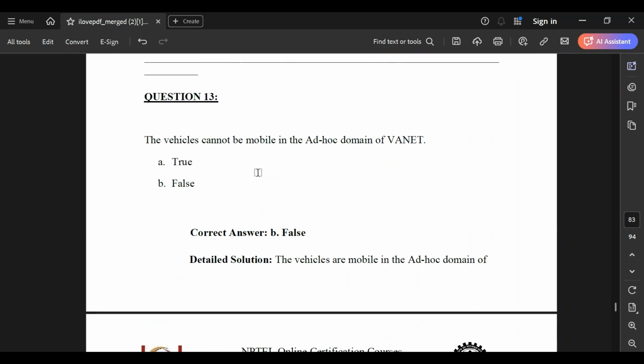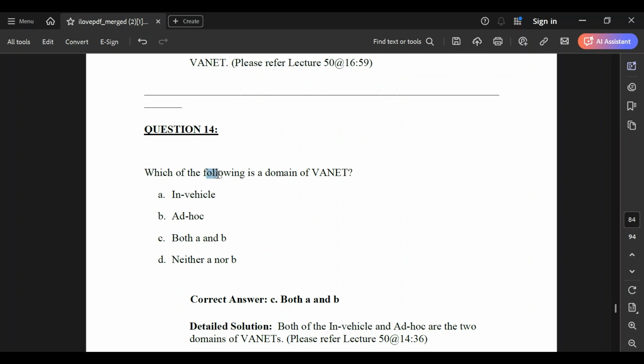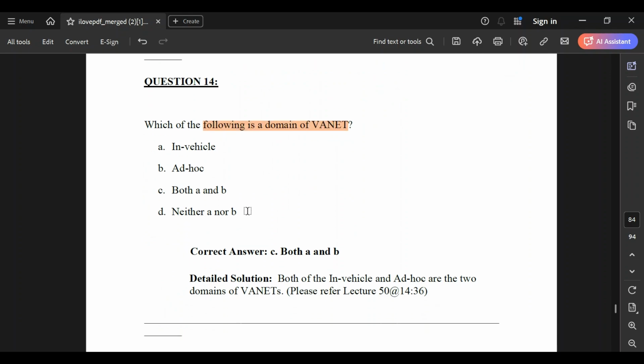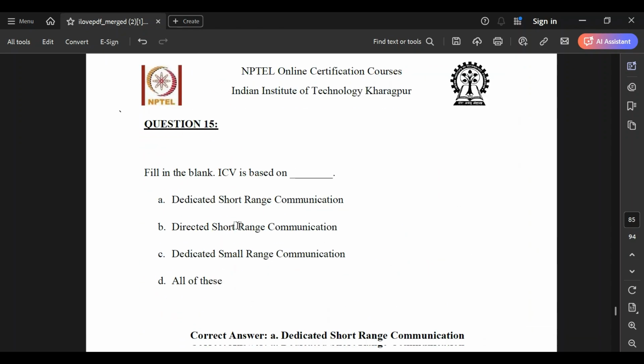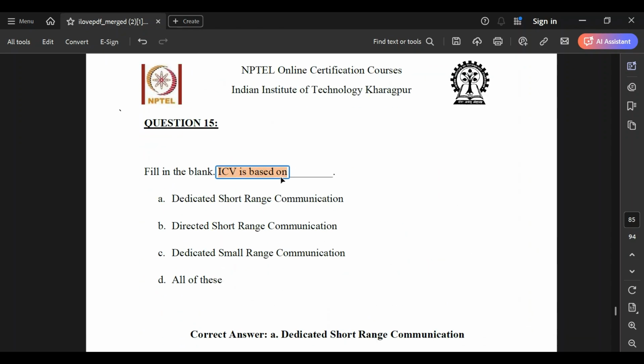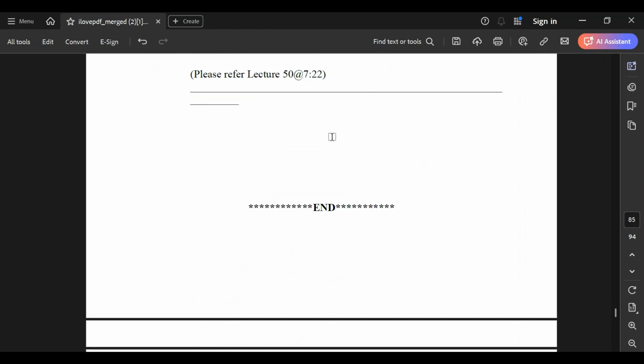Okay. Moving to the next one, the vehicles cannot be mobile in ad hoc domain in VANET. So this is false. The vehicles are mobile in the domain of VANET. Okay. Which of the following is a domain of VANET? In-vehicle and ad hoc both are there. Fill in the blank. ICV is used on dedicated short range communication.